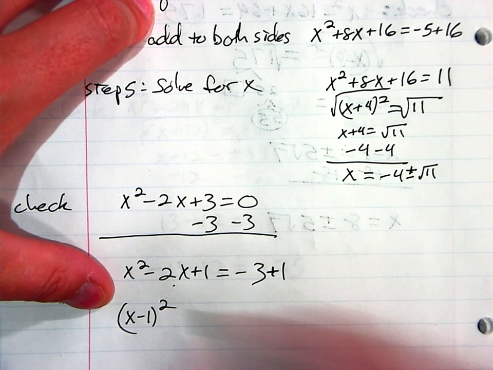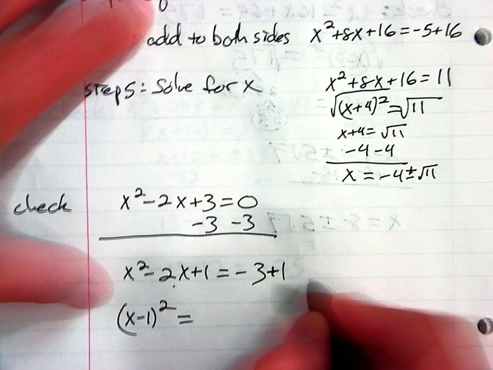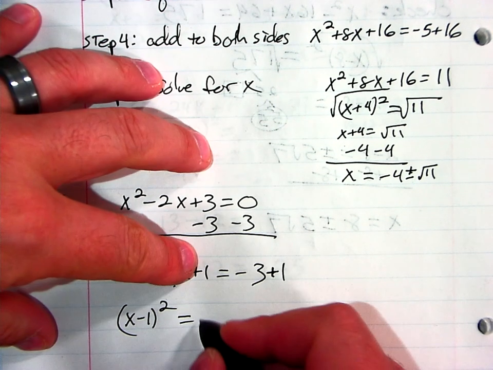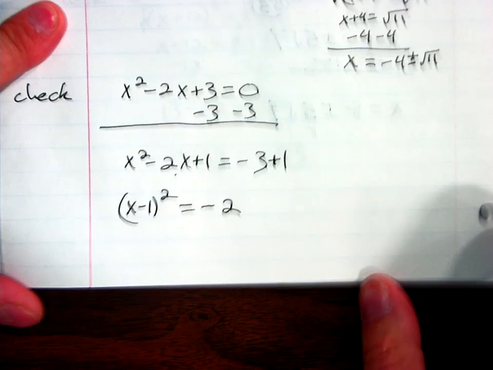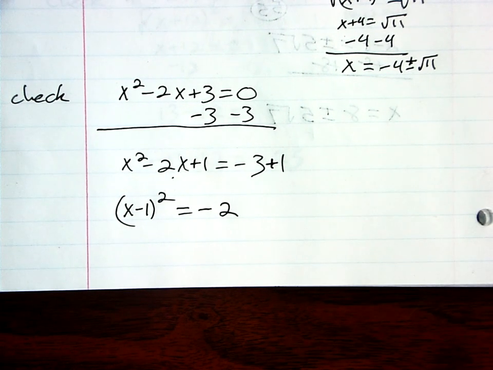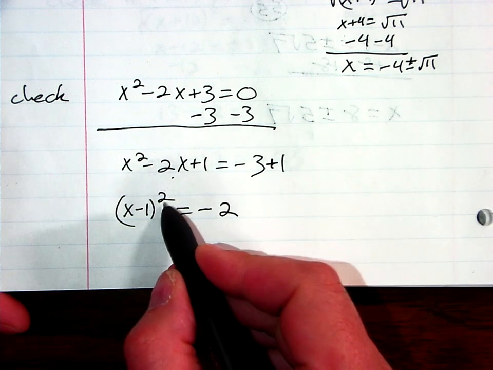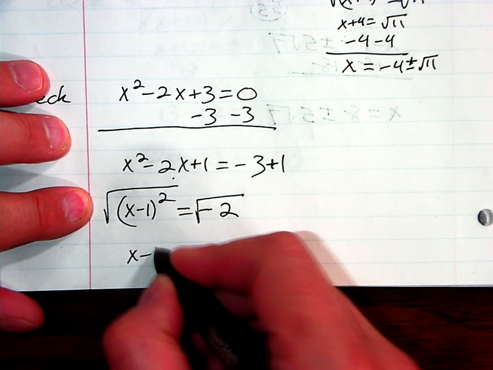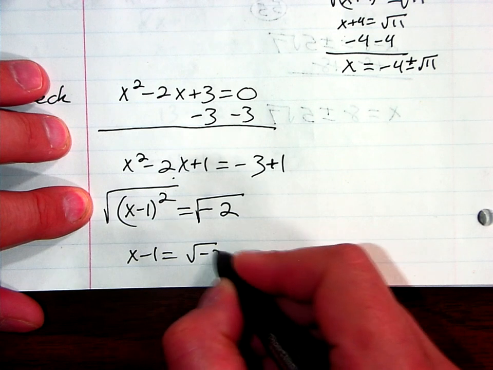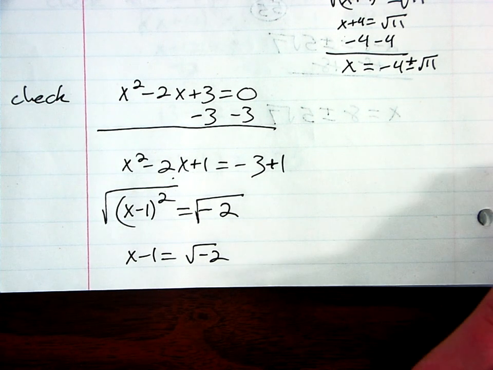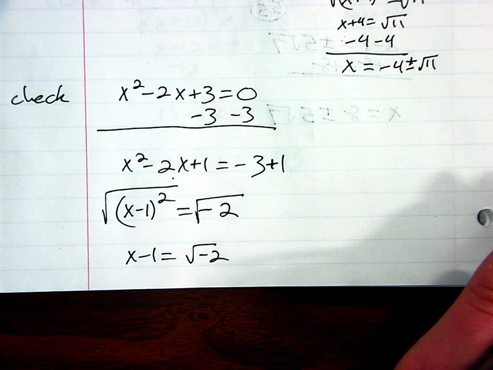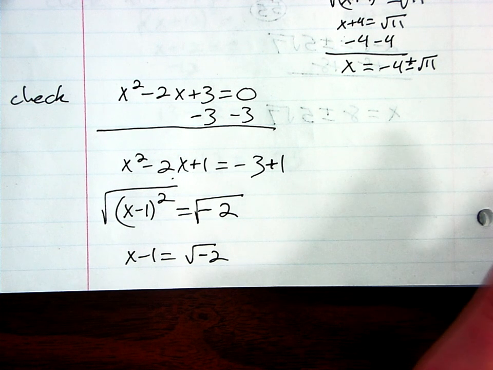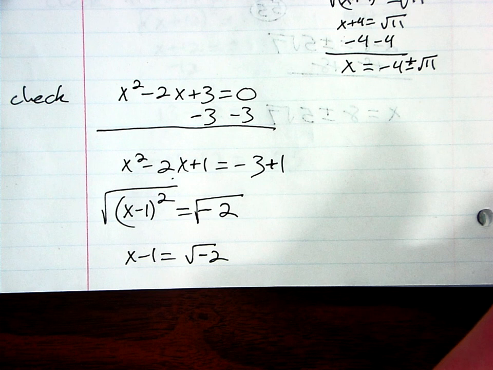x minus 1 squared equals negative 3 plus 1, which is negative 2. Oh, we have an ugly negative. All right, how do I get rid of the square? So now that gives me x minus 1 equals the square root of negative 2. What do we do with square root of negative 2? Do we like negative radicals? So how do we get rid of it? Yes, we use i to get rid of it.